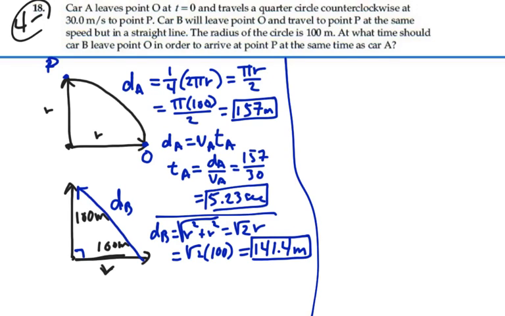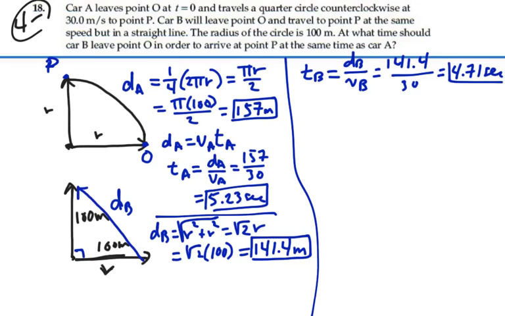The time for B to complete that will be equal to the distance for B divided by the velocity of B. So that would be 141.4 divided by 30, and that is equal to 4.71 seconds. So car B only needs 4.71 seconds to complete the trip. Car A needs 5.23 seconds.